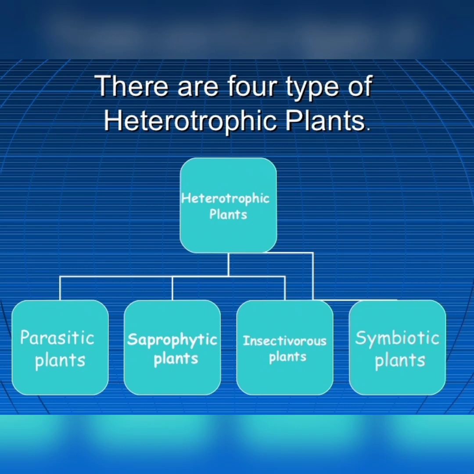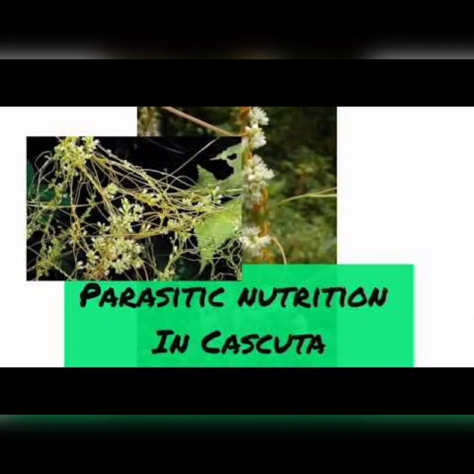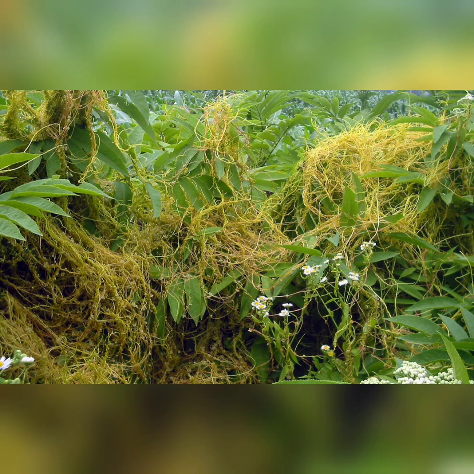The first one is parasitic plants. The second one is saprophytic plants. Then the third one is insectivorous plants, and the fourth one is symbiotic plants. First we are going to discuss what we mean by parasitic plants. Cuscuta is an example for parasitic nutrition. In parasitic mode of nutrition, the word para means others.